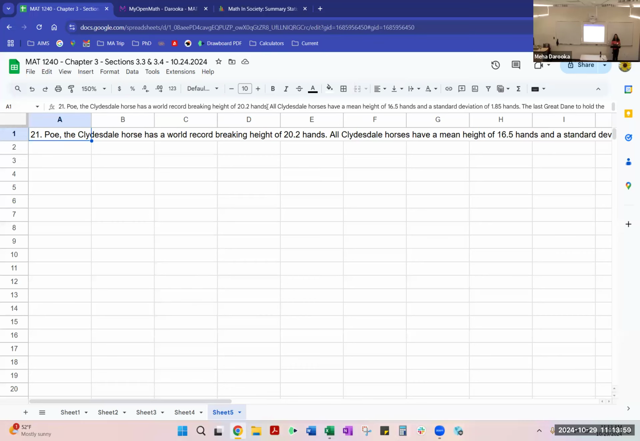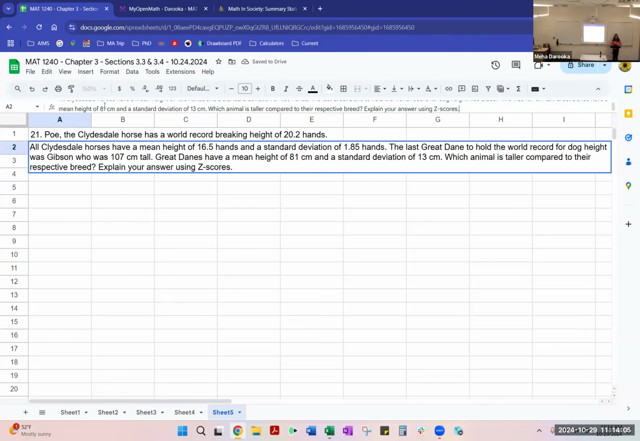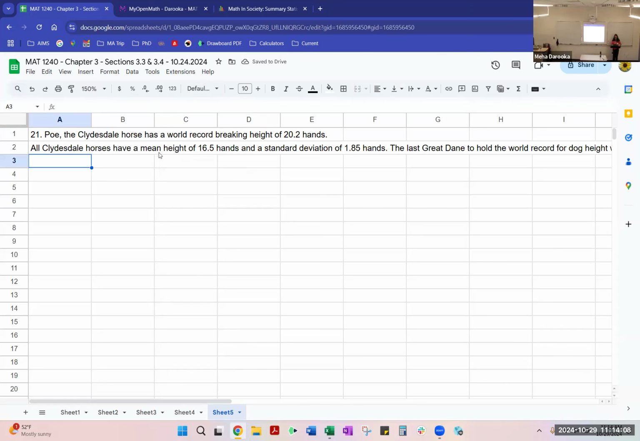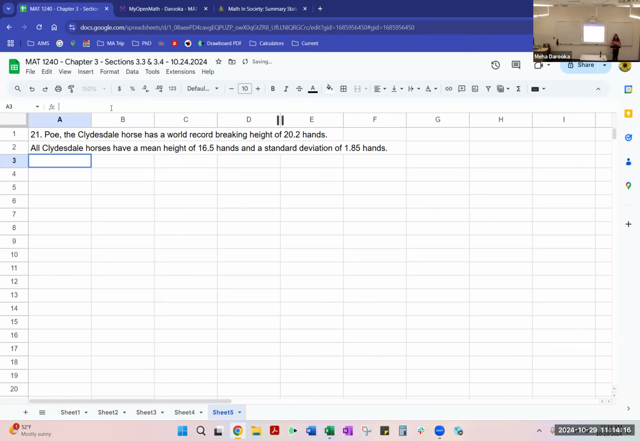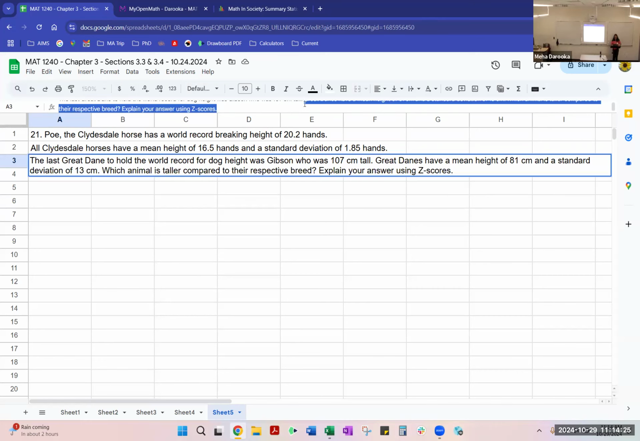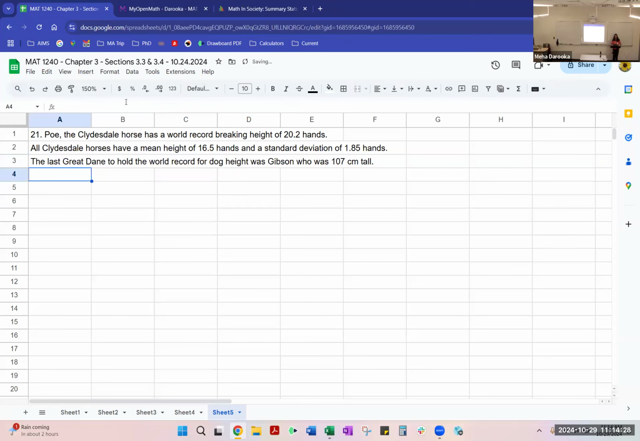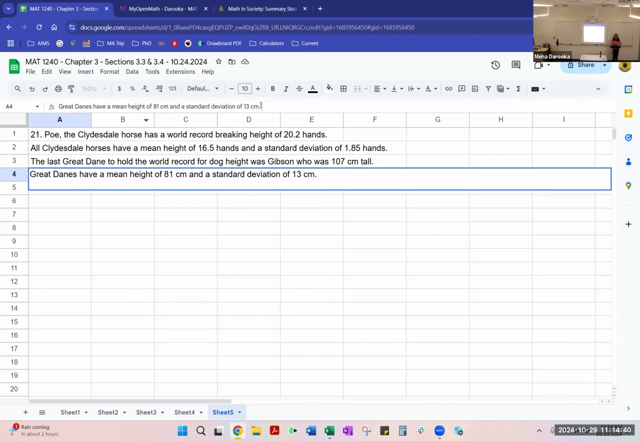So all Clydesdale, which I think Clydesdale are beautiful horses. Okay, so their mean is 16.5, standard deviation is 1.85, and then Great Danes, which are also beautiful dogs. And let's see, they have a mean height of 81 centimeters and a standard deviation of 13 centimeters. Okay, so same thing, which animal is actually taller compared to their respective breed? So this one is wanting to know taller than usual, I guess.